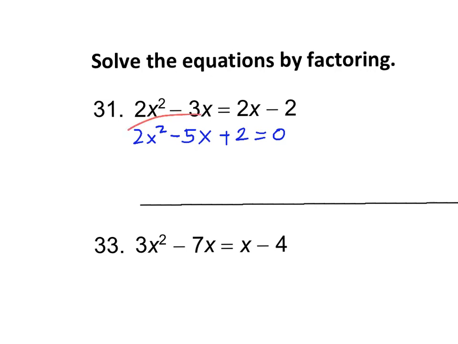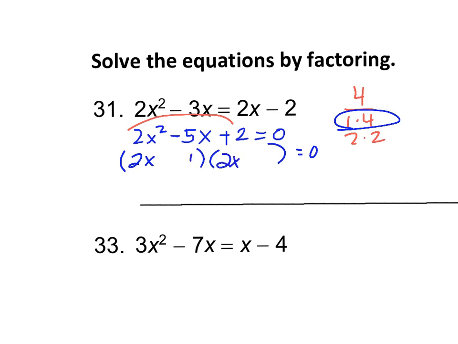So we're going to say 2 times 2 is 4. Now we're using the 4. 1 times 4, 2 times 2. And out of those, I want to see which ones add up to be 5. The 1 and the 4 do. So I'm going to use that pair. But now because I have a number in the front, I change my strategy, and I put 2x and 2x and my 1 and my 4. But the signs still stay the same. I have minus plus, so it's going to be minus minus.